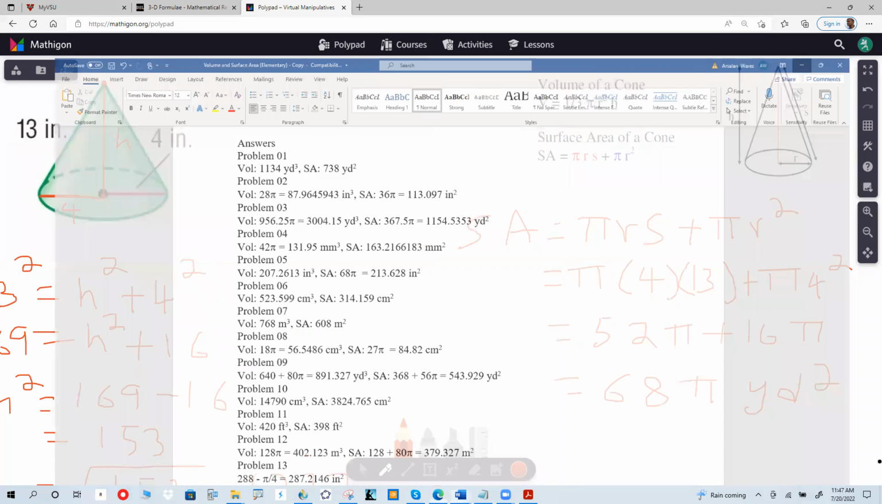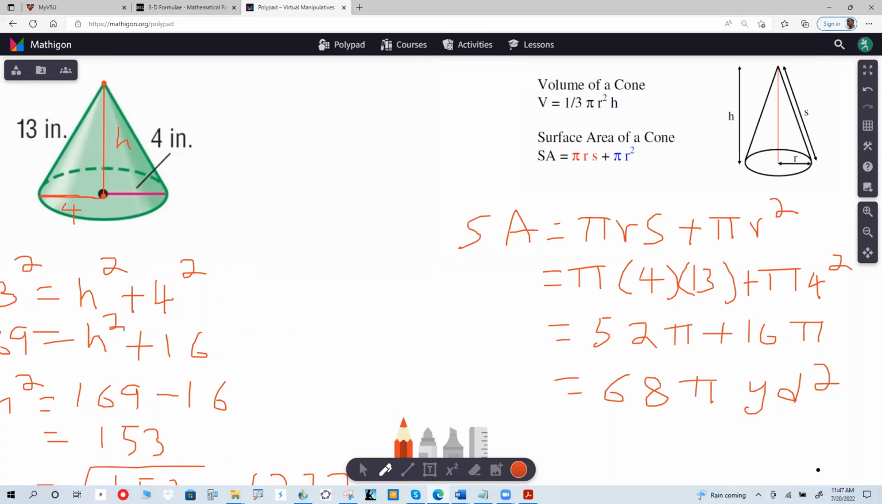$68 pi. So we're good. Now I tend to leave my answer this way. If you need to multiply it by 3.142, that's totally fine. On the exam, you can always enter it like this. There is a shortcut for pi, but I will take pi as pi any day of the week.